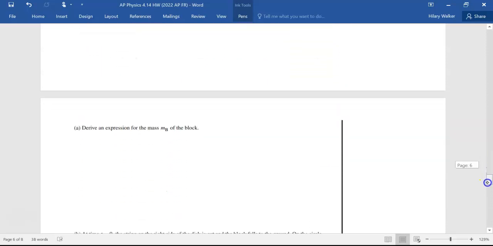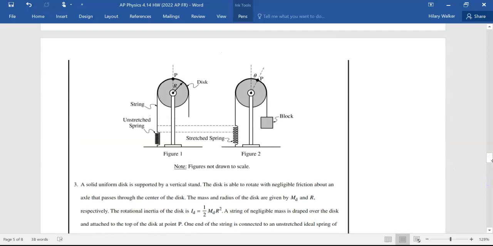So let's go ahead. We want an expression for the mass mb of the block. I'm going to write mass mb off to the side just so you can see the problem. It's important to see the picture for this one. So, is this thing moving or at rest? It is definitely at rest. So the total net force is going to be zero.